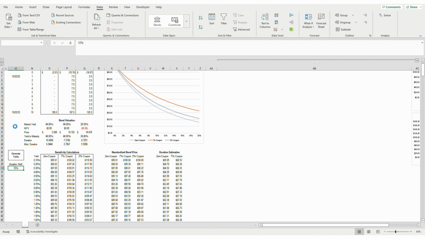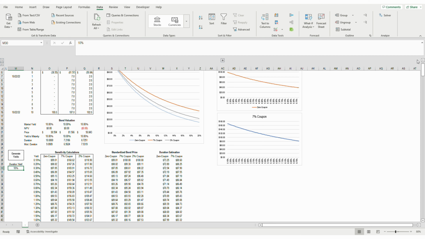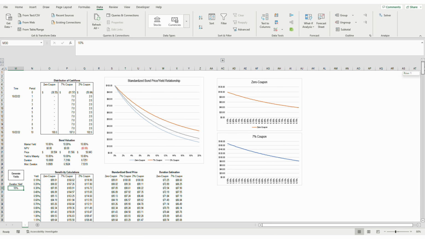When I first built this model, I went ahead and graphed the sensitivity calculations that VBA just generated, the ones that you can see below here. As you can see, the convexity of both the zero coupon and the 7% coupon bond appear to be similar, and appear to actually be fairly linear, similar to a tangent, a duration tangent line.